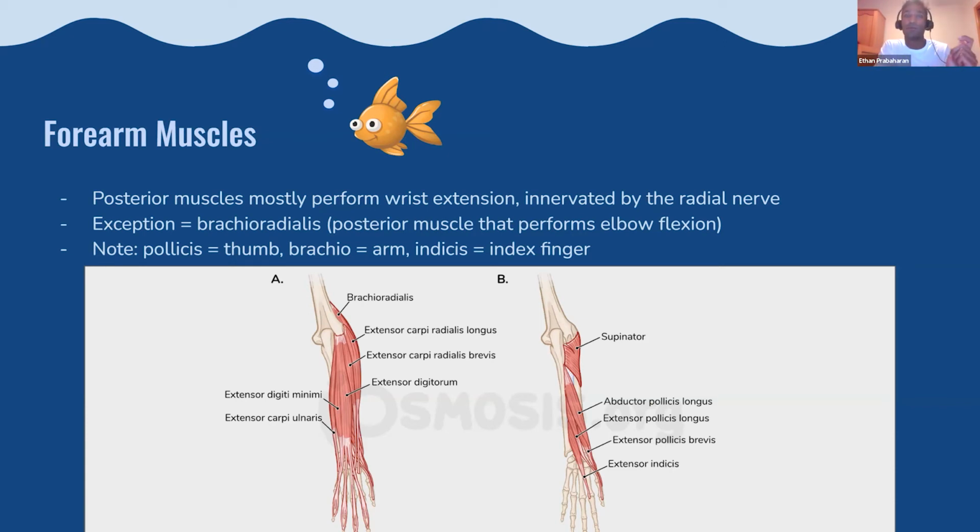The one exception that's probably worthwhile knowing is brachioradialis. And that was a muscle that actually originated in the upper arm, and that inserts on the ulna. Sorry, that's brachialis. Brachioradialis is a different muscle. Now, brachio and radialis, meaning it's going to originate on your arm and insert on your radius. So originates from your arm, inserts on the radius. And it's a posterior muscle that performs elbow flexion. So this is the one exception to all the rules that we've been talking about. Generally, it's posterior equals extension, anterior is flexion. But brachioradialis is a posterior muscle that performs elbow flexion.